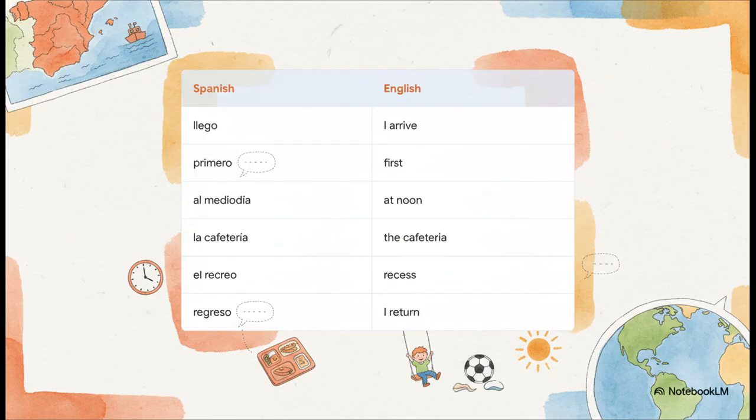Okay, let's stock up our toolkit with some essential action words and locations for a typical school day. I'll say the Spanish, give you a beat to echo it back, and then we'll translate it. Ready? First up, llego. That means I arrive. Next is primero. That translates to first. Then we have al mediodía, which is at noon. Next, la cafetería. Pretty easy, that's the cafeteria. Moving on to el recreo. That means recess. And finally, regreso, which means I return. Awesome. You now have the exact pieces you need to start building out your own schedule.